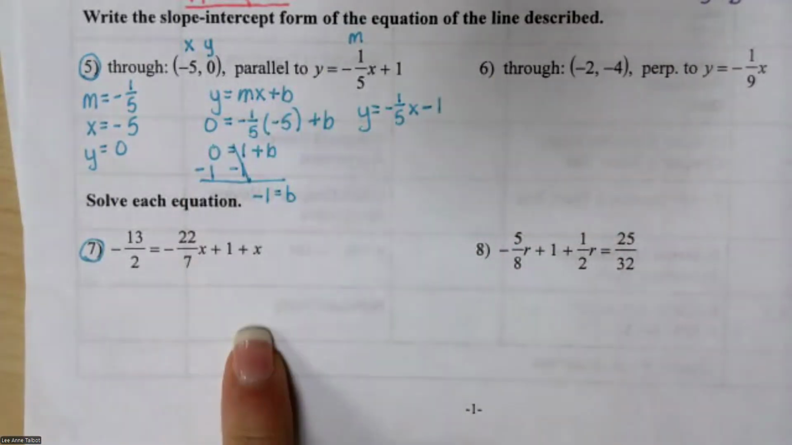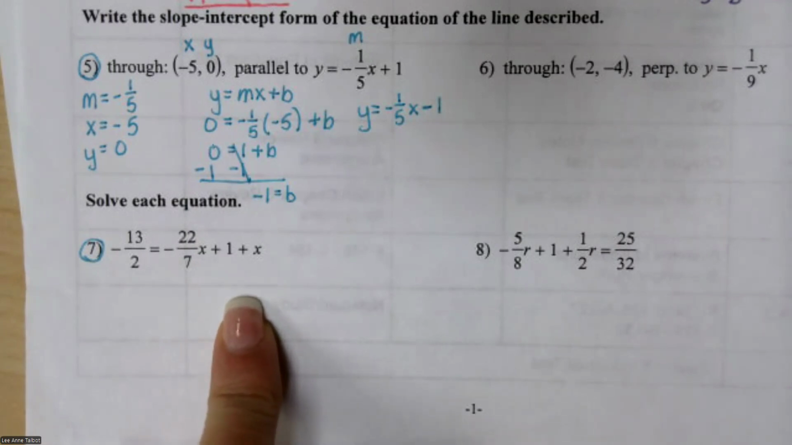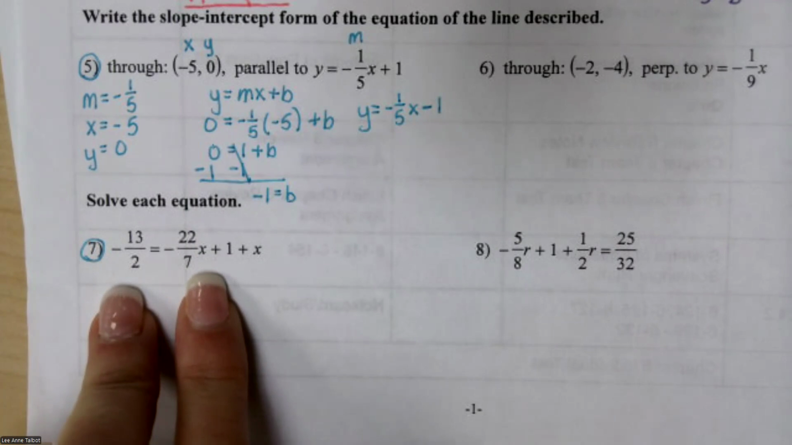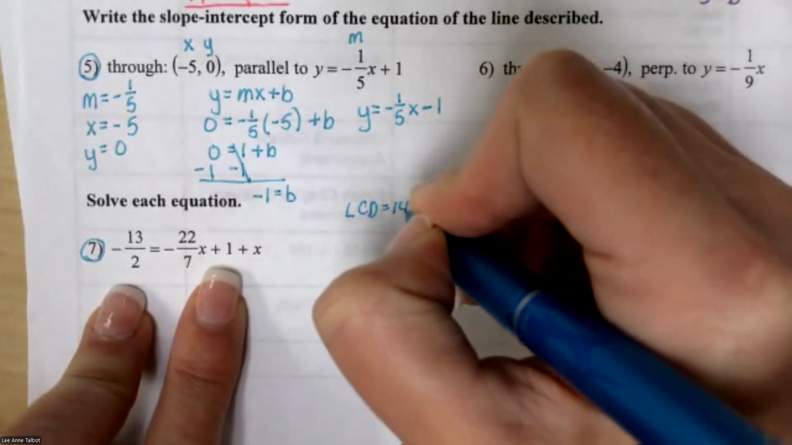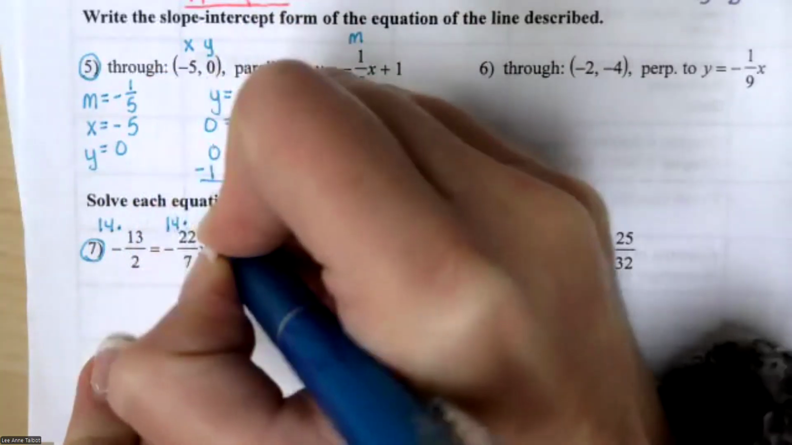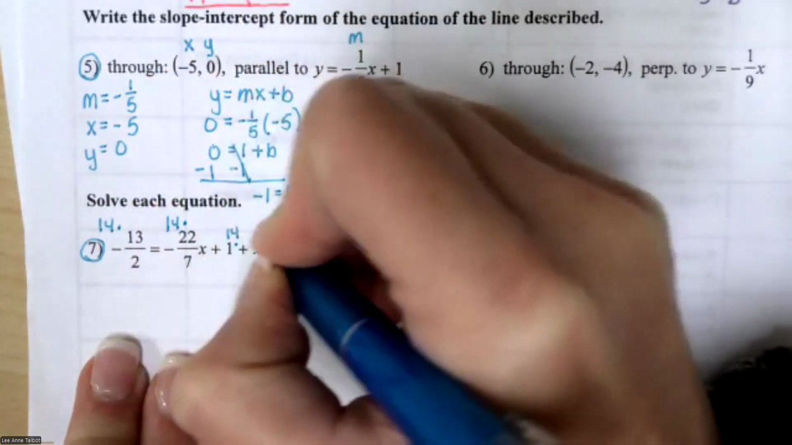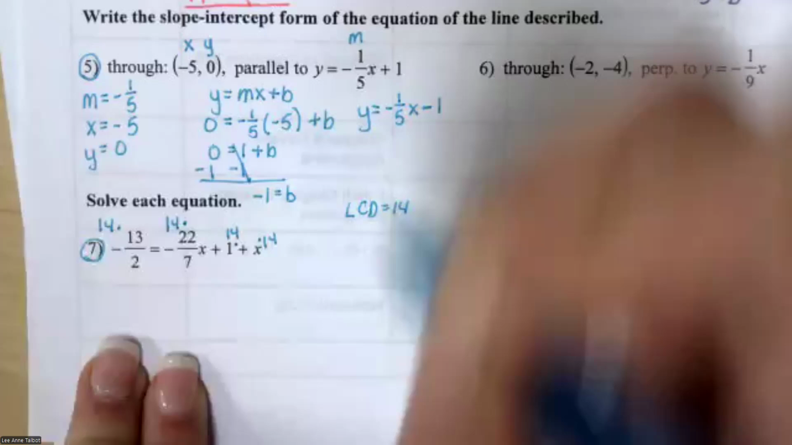Okay, last warm up is a fraction buster. First thing we need to do is find the least common denominator. What's the least common denominator for 2 and 7? 14, great job. 14 times the top, 14 times the top, 14 times the top, 14 times the top.